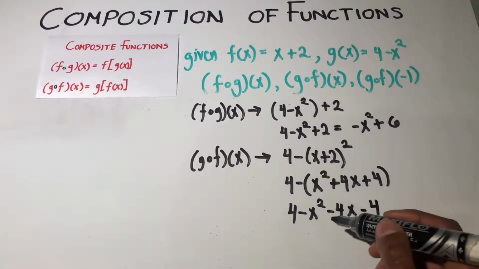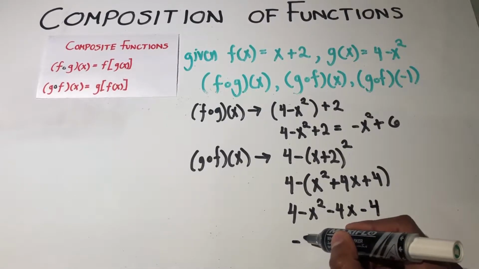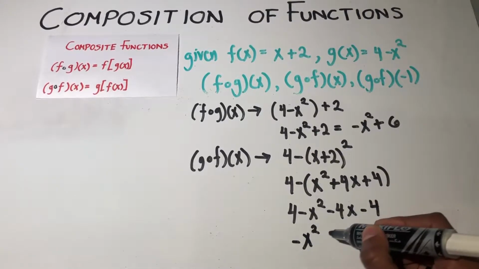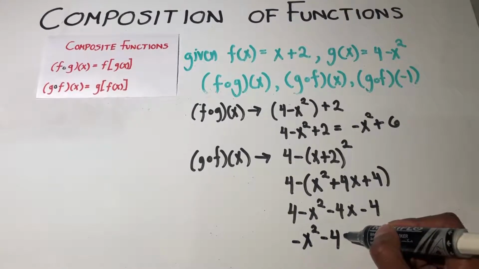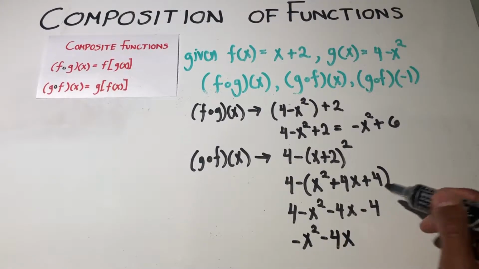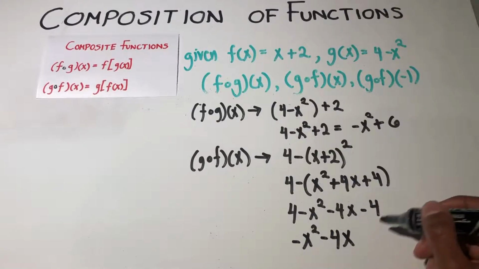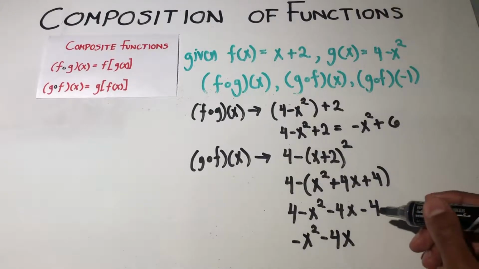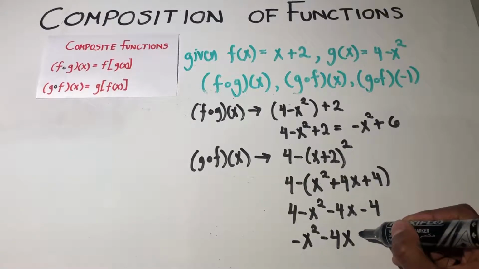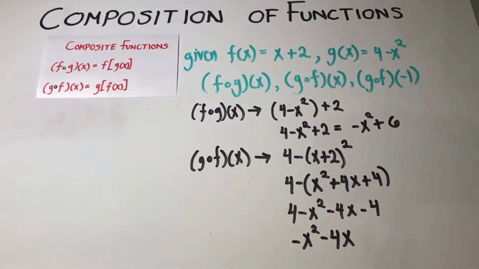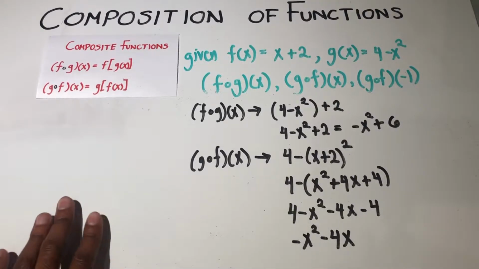And if you go ahead and group like terms, we just have negative x squared in the front. We have negative 4x, and 4 minus 4 is just 0, so we don't have to write that at all. And this is the answer for the second part of the problem. For the third part of the problem, I can just do this here.